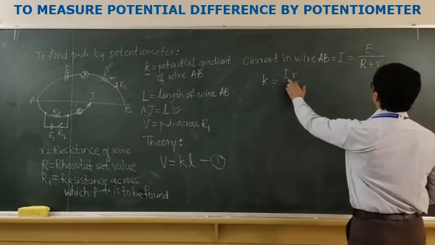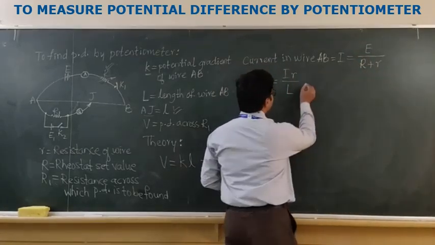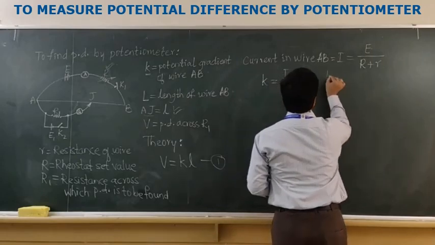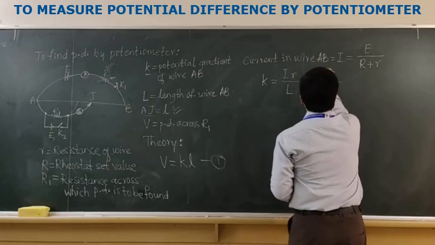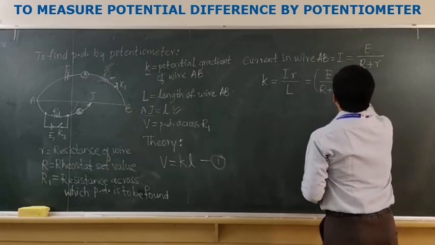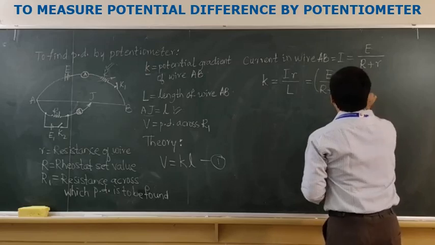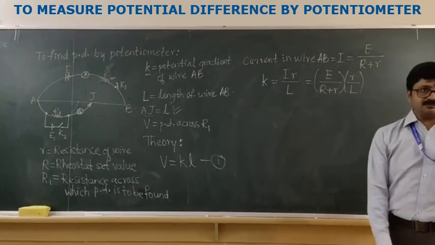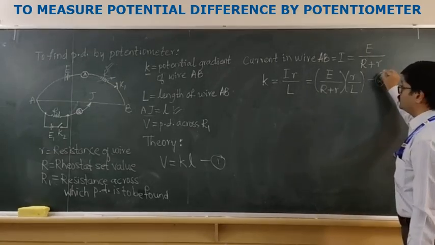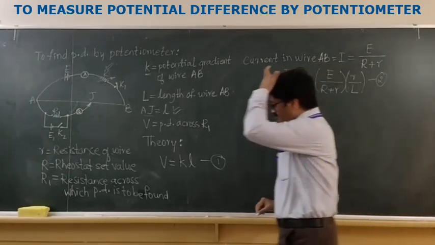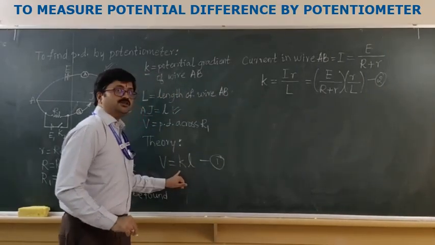Okay? And over here what is I? I is E divided by R plus r. So this is equal to, I can mention, E divided by R plus r into small r divided by L. I hope I am clear here, right? So let us take this as equation number 2. Now let us go ahead and substitute this value of K in equation 1.